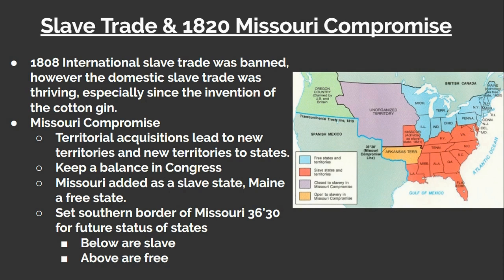And one thing they've tried to do is try to keep a balance in Congress. So they're going to allow for Missouri right here to come in as a slave state. Maine up here will come in as a free state. And they set this line that's supposed to answer this question once and for all, but of course it won't. And it's the 36°30' parallel, or the southern border of most of Missouri. And they say basically any territories below this line that become states will be slave. Anything above this line will be free states. They think they have it solved, but it won't be.